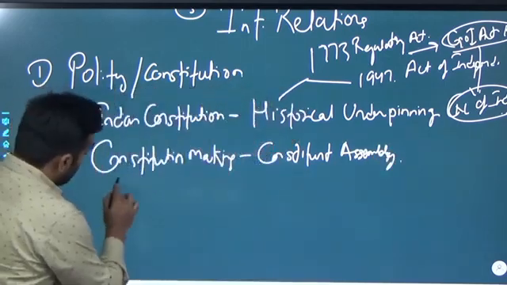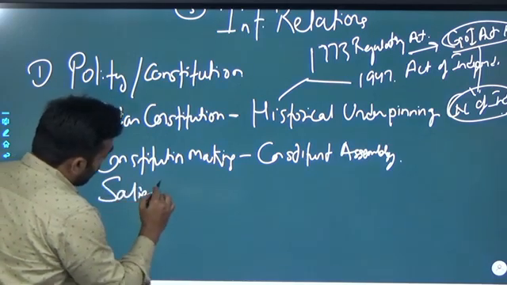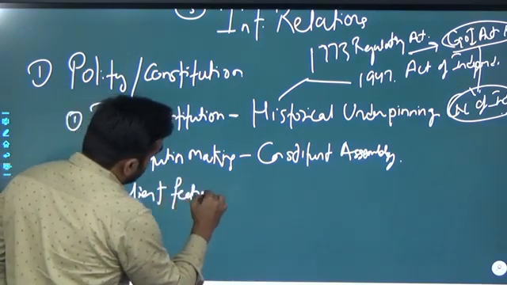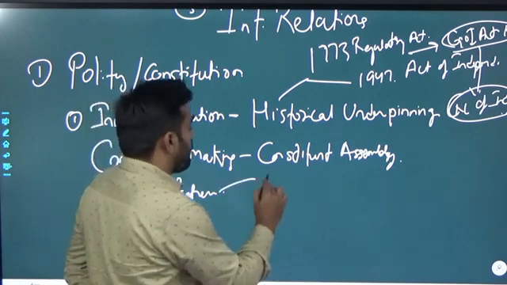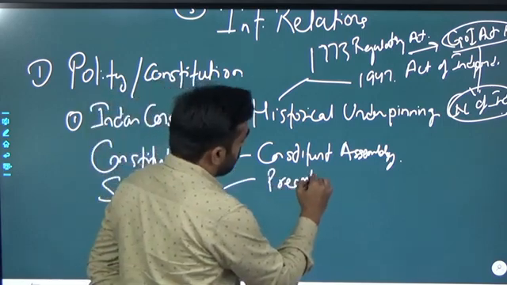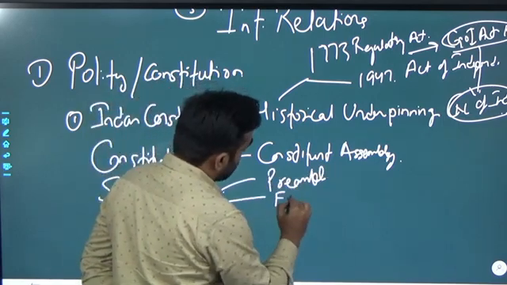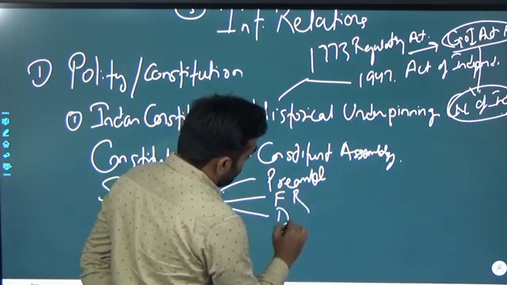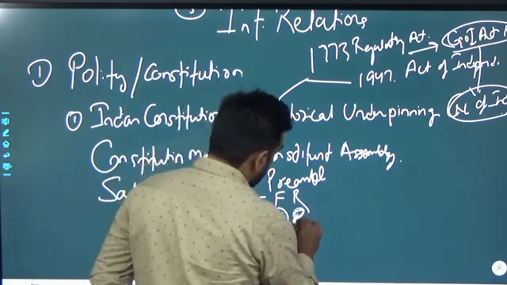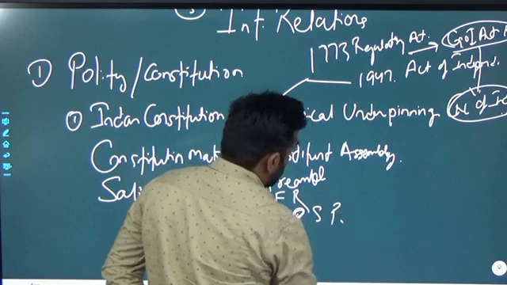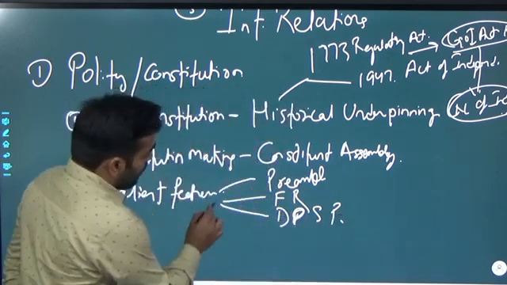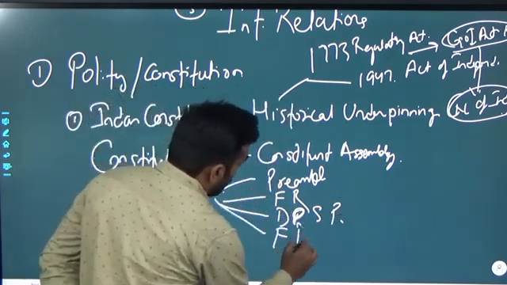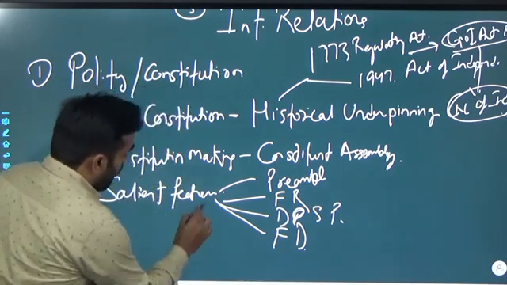Then there are salient features. So what are the salient features of the Constitution? Salient features can be the preamble, fundamental rights, DPSP, that is directive principles of state policy, fundamental duties, amending procedures.